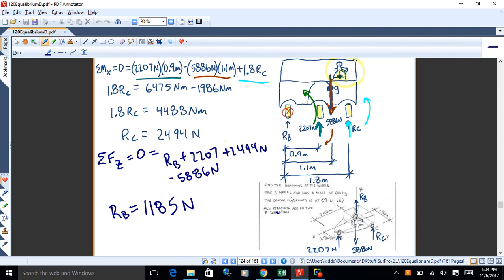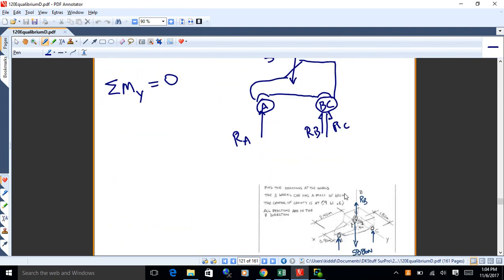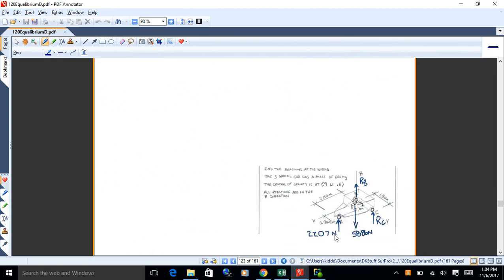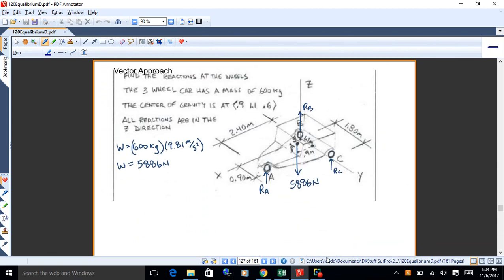All right, now notice, of course, the x and y axes intersect at the origin. That's where point B is. Okay, so what's going on here? We're just taking that 3D problem, turning it into a series of two-dimensional problems, then finishing up with sum of Fy.